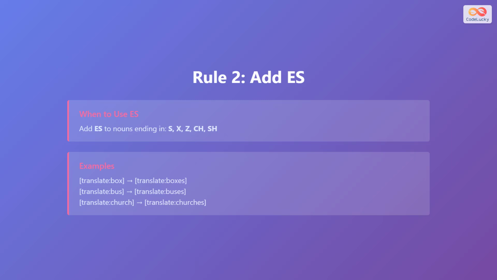The second rule is for special nouns. When a noun ends in the letters S, X, Z, CH, or SH, you do not just add S. Instead, you add ES to the end. For example, a box becomes boxes. A bus becomes buses. A church becomes churches. These endings need the extra E to help with pronunciation.